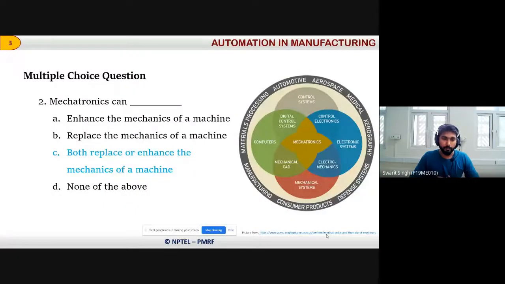Okay, so we are discussing this question. That question was what mechatronics can do. Mechatronics can do both: it can enhance the mechanics of the machine and replace the mechanics of a machine. So I was discussing what mechatronics actually is. Mechatronics is an integration or combination of different engineering domains, including mechanical, electronics, computer, electrical, control, and all. This field has lots of applications in material processing, automotive, aerospace, medical, and defense systems. In today's era, we all are experiencing the application of mechatronics.